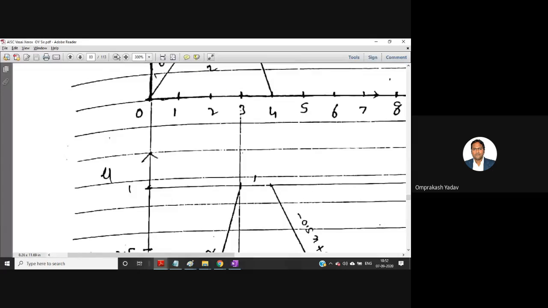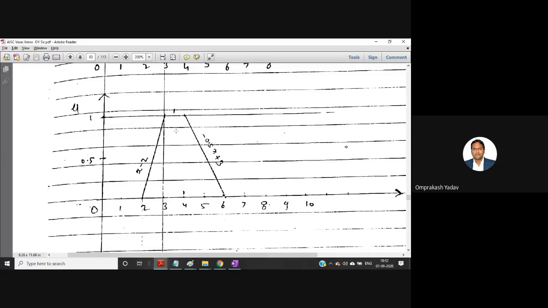Then this plus the second area will be what? This one. If we calculate the area for this one, the height is 1. So 1 by 2 into 1 into the sum of the parallel lines. This is one parallel line, 1, plus this length, 1, 2, 3, 4, which is 4. So 4 plus 1, 5, right? This is the area, multiplied by the x bar.